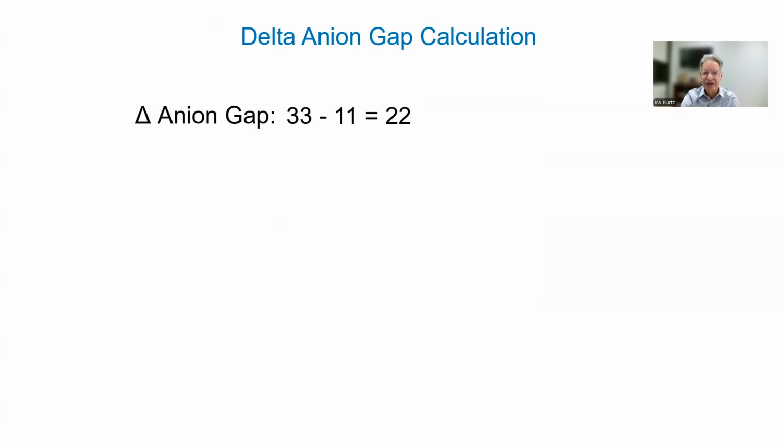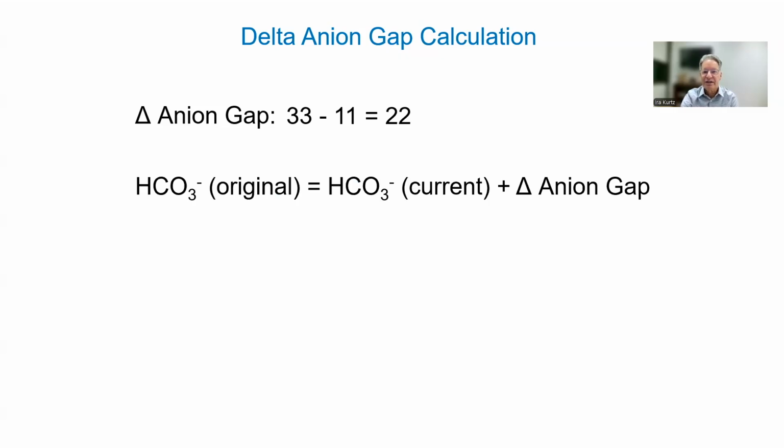So in our particular patient, we have a change in the anion gap of 22, assuming the original level was 11. That's a delta anion gap of 22. And if we take that number and add it to the current bicarbonate of 9, we get an answer of 31. Now that answer of 31 is interesting because we would expect that in the absence of the metabolic acidosis, you would have gotten an answer of 23, 24, or 25. This suggests that there's another acid-base disorder raising the bicarbonate above its normal level.